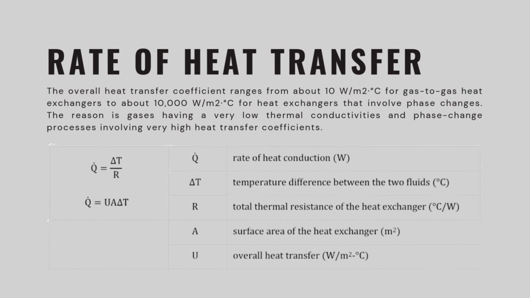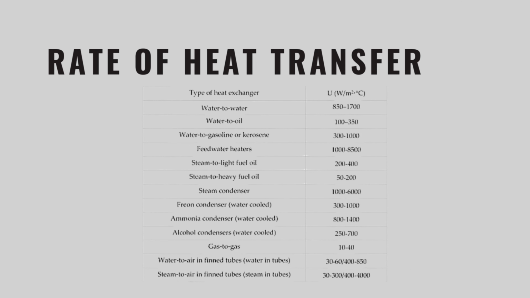Here we can see two different formulas to solve for the rate of heat transfer. Although both formulas use the temperature difference between the two fluids, the first formula uses the total thermal resistance that we can solve with the previous equation, or the surface area multiplied by the overall heat transfer coefficient. Here you can see the different types of heat exchanger as well as their overall heat transfer coefficients, with the highest being the feed water heater and the steam condenser.